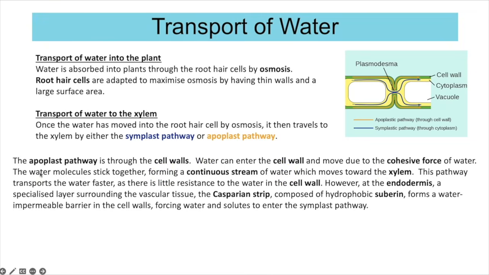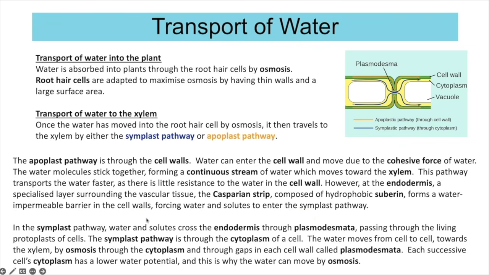This pathway transports the water really quickly as there's little resistance to the water in the cell wall, so it can move through quickly. However, when it gets to the endodermis, there is a specialised layer surrounding the vascular tissue, which is known as the Casparian strip, and that's composed of hydrophobic or waterproof suberin, and that forms this waterproof impermeable barrier in the cell walls. And at that point, it forces the water and all the dissolved solutes within it to enter the symplast pathway.